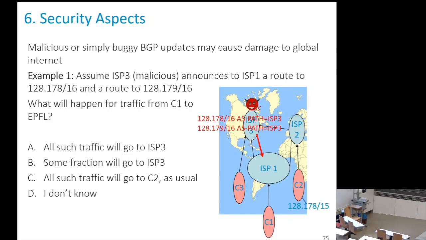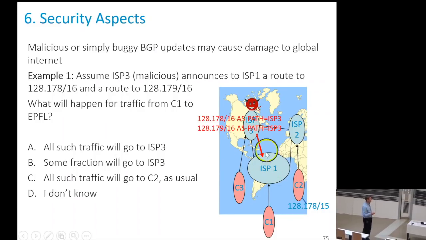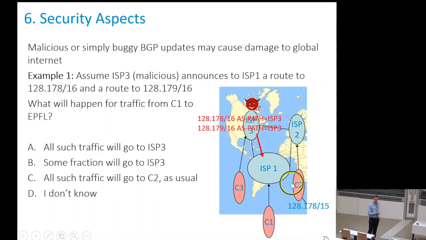Well, in fact, it depends on what will happen in terms of aggregation. ISP1 has probably received from ISP2 the legitimate advertisement. So there are two competing routes that are received by ISP1. It depends on the rules that ISP1 will apply. If ISP1 accepts them, because the routes are coming from peers, ISP1 will certainly not advertise it to other peers, but it will advertise it to its customers. So it will advertise to C1.